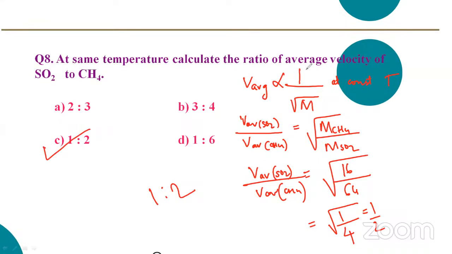So like this, you have to calculate the average velocity. Okay, so they have given two gases. So you have to take the average velocity. You know that average velocity is inversely proportional to its molecular mass. So substitute in that way and you get this particular answer.